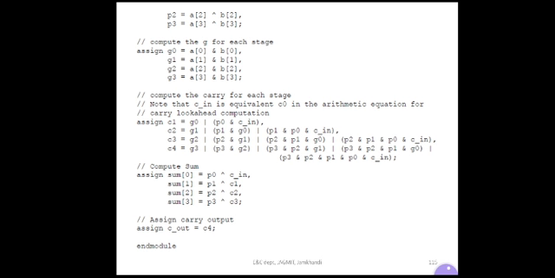Then finally compute the sum. So assign sum of 0 is equal to P0 XOR Cin. Sum of 1 is equal to P1 XOR C1, comma sum of 2 is equal to P2 XOR C2, and sum of 3 is equal to P3 XOR C3.